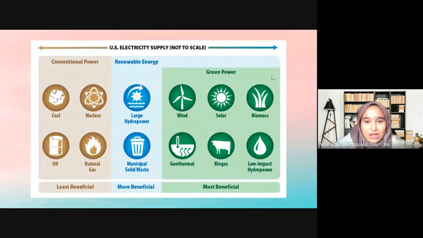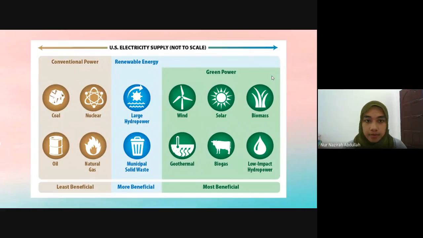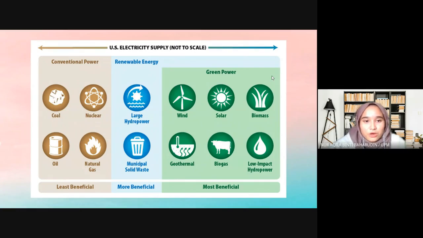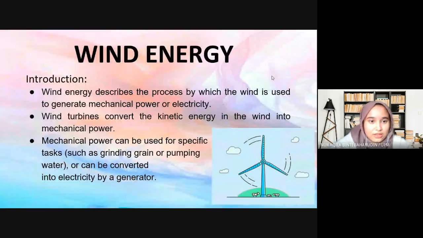Okay, this is an image that explains more about conventional power, renewable energy, and green power. Okay, so I'll pass to the next presenter.